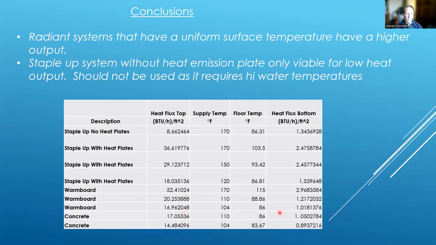So that's pretty good. Then we look at the lightweight concrete. At the same 110-degree water, you get 17 BTUs per square foot. So they're pretty close to the warm board, 86-degree floor temperature, and about the same energy out the bottom. And then at 104-degree water temperature, you get 14.5 BTUs per hour per square foot out, at 83.67 floor temp, so 0.9 BTUs out the bottom. So those are the two differences there.